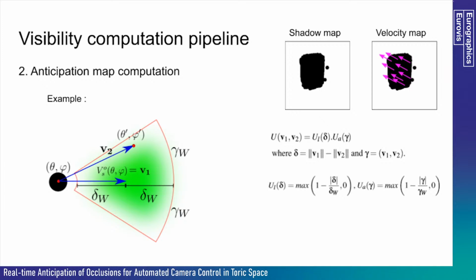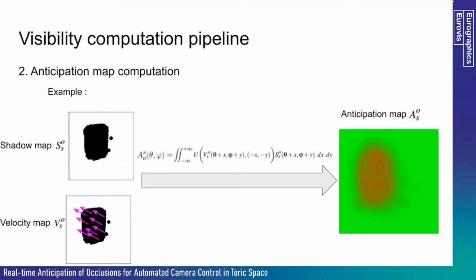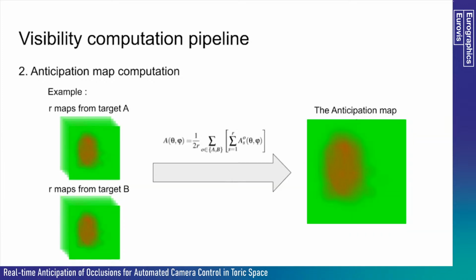Now that we know how to anticipate using the two maps, to have the anticipation map, we integrate the shadow map along the velocity using the uncertainty function. This anticipation map is from one sample. To obtain the final anticipation map, we take the mean of the anticipation maps from each sample.